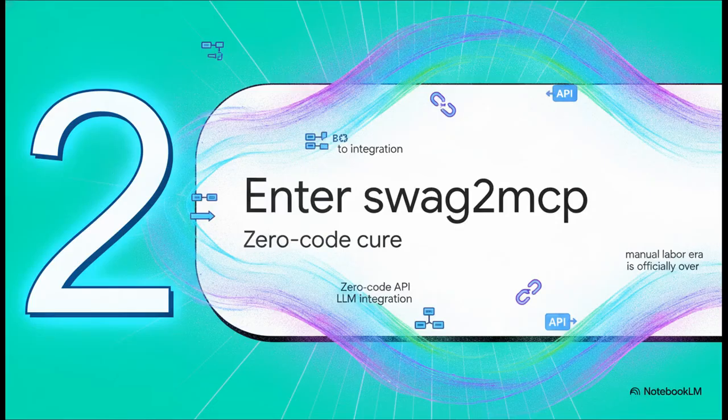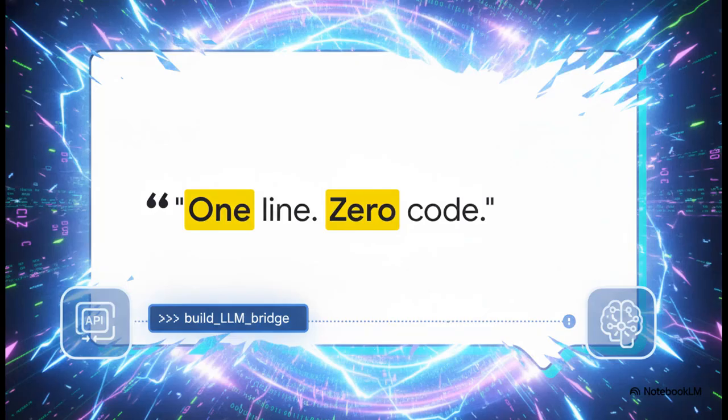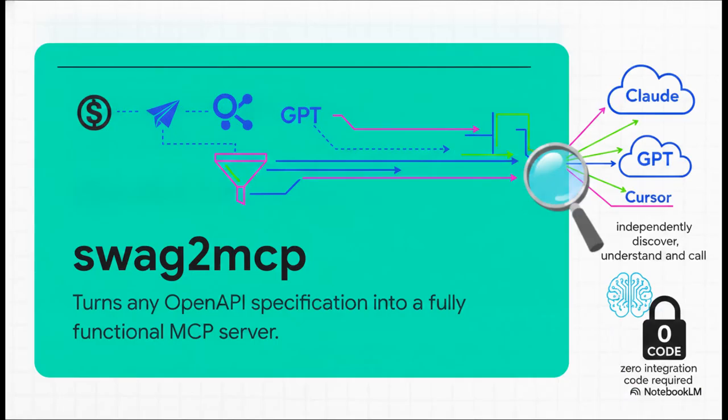Section 2. Enter swag2mcp, the zero-code cure we've been waiting for. One line, zero code. Seriously, imagine ripping right through all that complexity with just a single command. You type one line, and boom, the bridge is instantly built. This absolute game changer is called swag2mcp. It's a completely open-source MIT licensed tool that takes any OpenAPI, Swagger, or Postman spec you throw at it and instantly turns it into a fully functional Model Context Protocol, or MCP server.